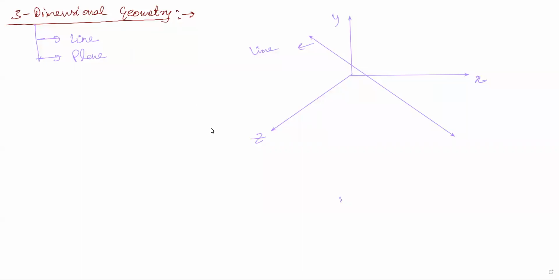So if we talk about how a plane looks like, in case of a plane, we can see any surface like this, something like this. So this is a plane in 3D. This is passing through some points, but this is a plane. So a plane is like a rectangular sheet, and a line is just like a straight line, which can be extended to both ends.